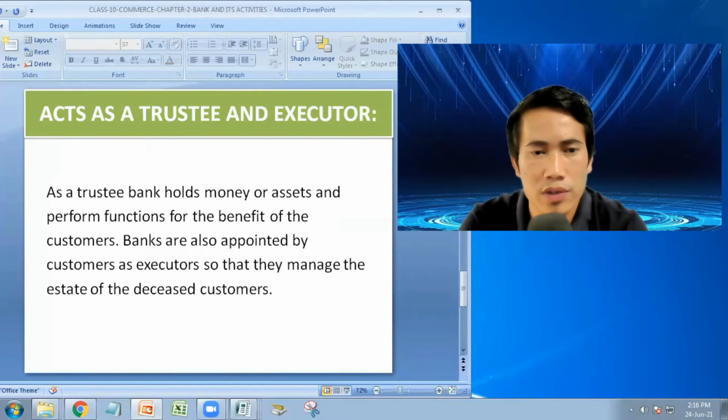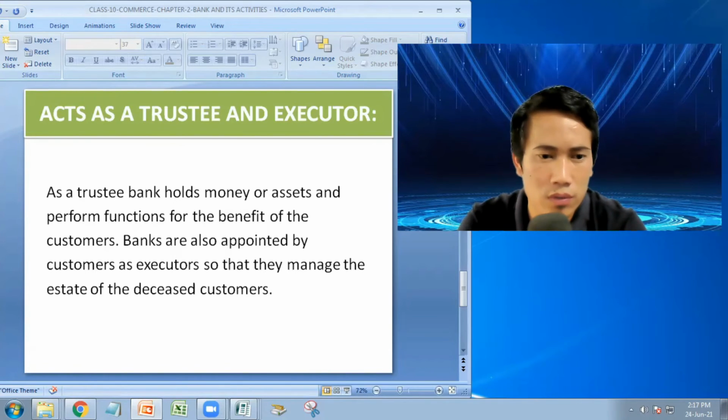And the last point under agency function is the bank acts as a trustee, and it holds money or assets and performs functions for the benefit of the customers. Banks are also sometimes appointed by customers as executors so that they can manage the estate of the deceased customer.